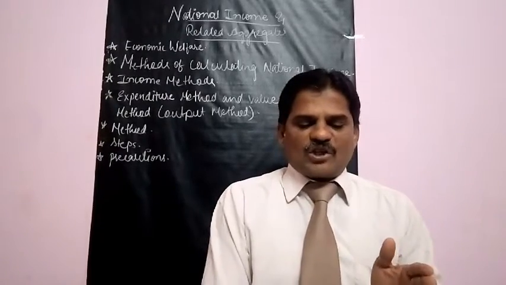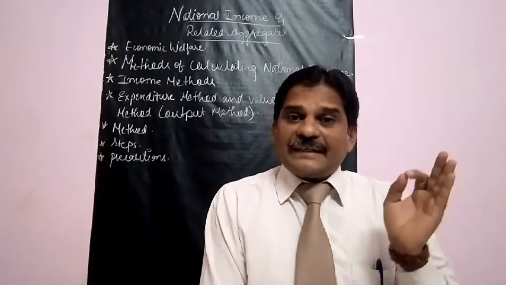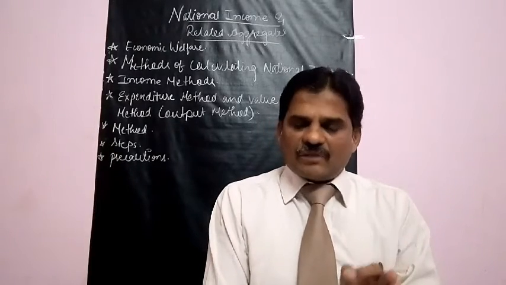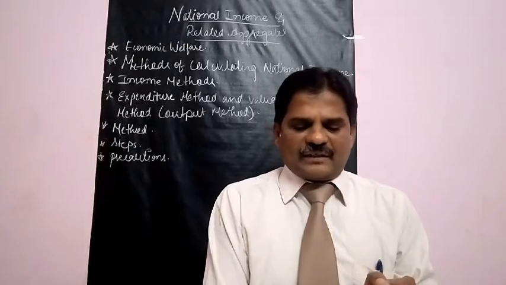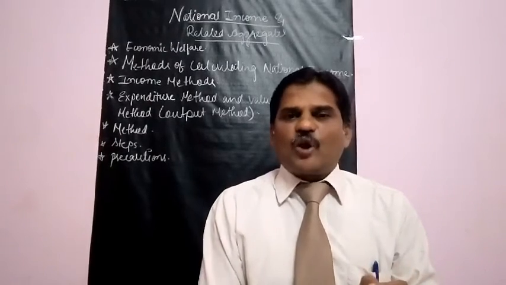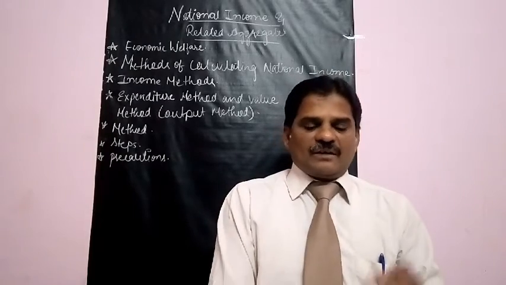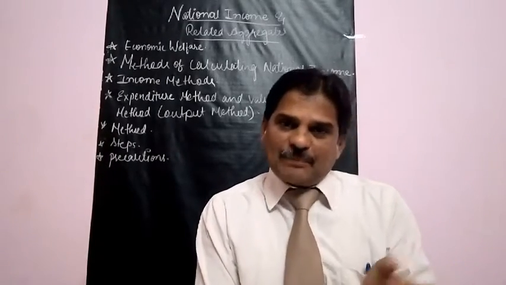Second, estimate the value of intermediate consumption, that means the cost of raw materials. Intermediate consumption is the cost on raw materials. Deduct it from the value of output to arrive at the gross value added at market price, GVA at MP. Next, deduct depreciation. In the value added method also we have to minus D. So deduct depreciation and net indirect taxes, minus D and minus NIT, from the gross value added at market price to obtain the net value added at factor cost.